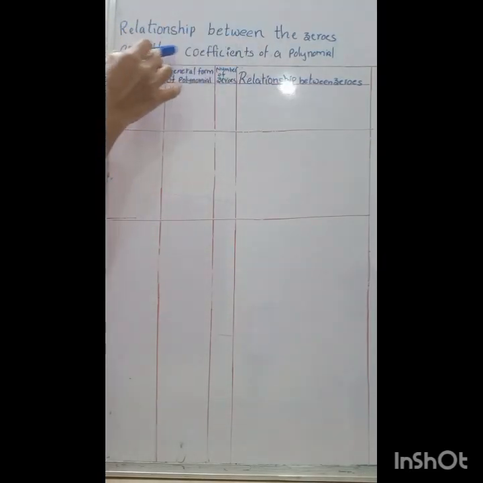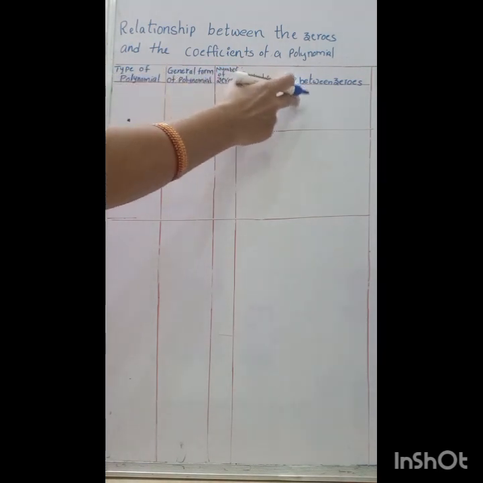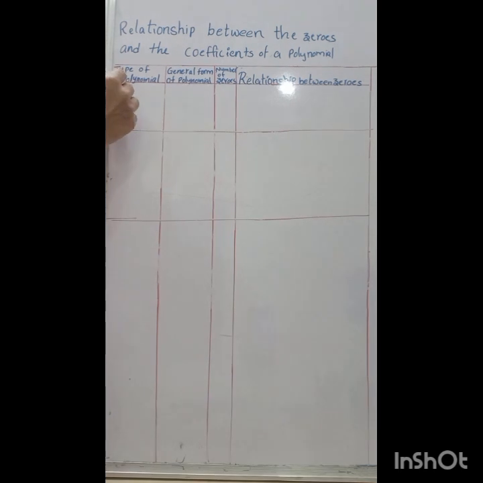Relationship between the zeros and the coefficients of a polynomial. These are the types of polynomial. Here, the general form of the polynomial, the number of zeros, and the relationship between the zeros. The first one is linear polynomial.